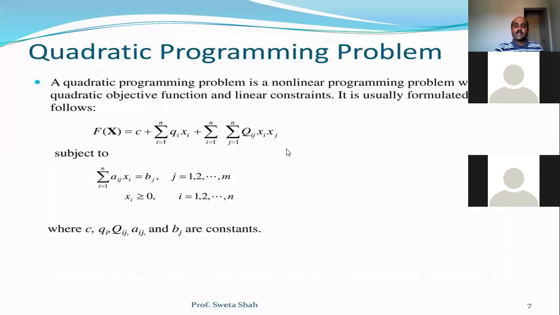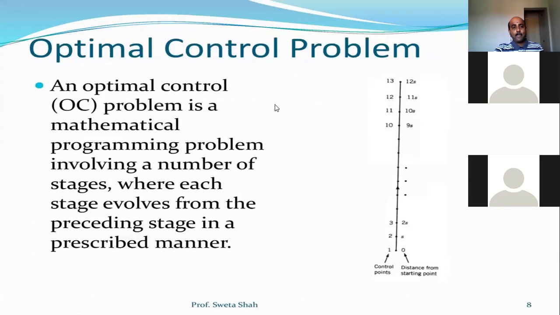Next is the quadratic programming problem. A quadratic programming problem is a non-linear programming problem with a quadratic objective function and linear constraints, and it is usually formulated in this standard form. So this is what we call the quadratic programming problem.